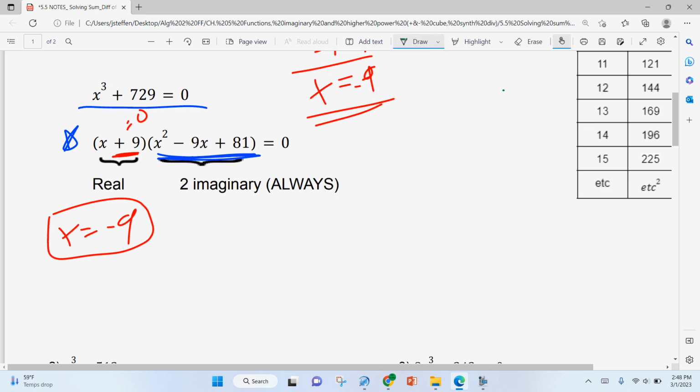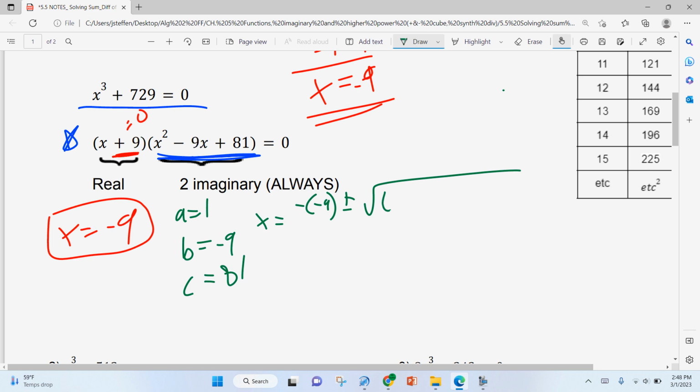So in the quadratic formula, my A is 1, my B is 9, my C is 81. So I plug that in. x is equal to negative b plus or minus the square root of b squared minus 4 times A times C, all over 2 times A, which is 1.